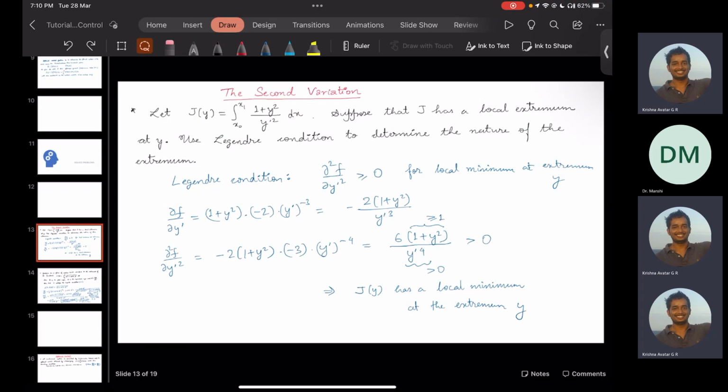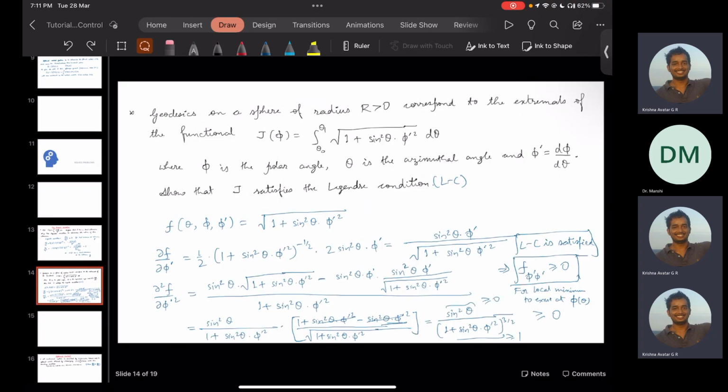Now let's move to the second question. Here we are solving geodesics on a sphere of radius r greater than 0, corresponding to the extremals of a functional J of phi, where phi is the polar angle and theta is the azimuthal angle, and phi prime is equal to d phi by d theta, so that J satisfies the Legendre condition. So we start with the integrand. We first differentiate with respect to phi prime, and then differentiate again with respect to phi prime. So what we see, this is the final expression.